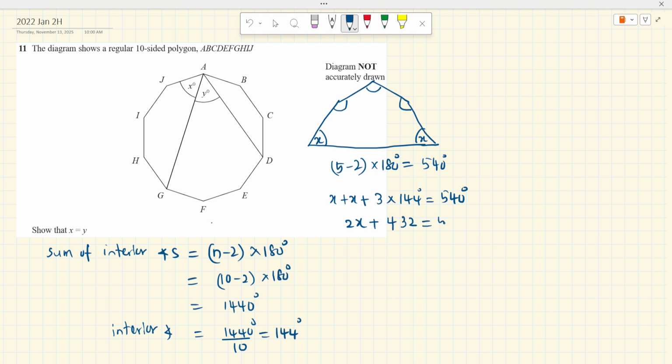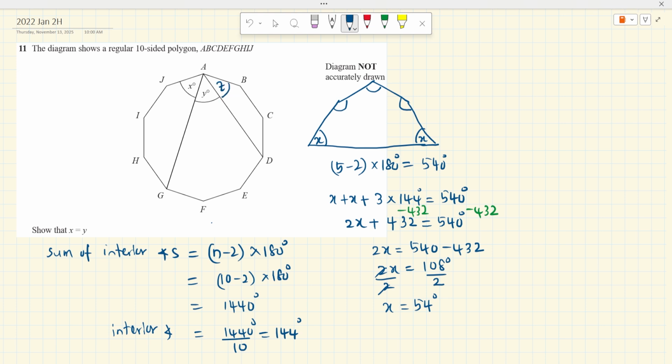3 times 144 is 432, so 2x plus 432 equals 540. I have to subtract 432 from both sides. So 2x equals 540 minus 432, that is 108. Divide by 2, the 2s get cancelled. X equals 54. I put this angle Z.